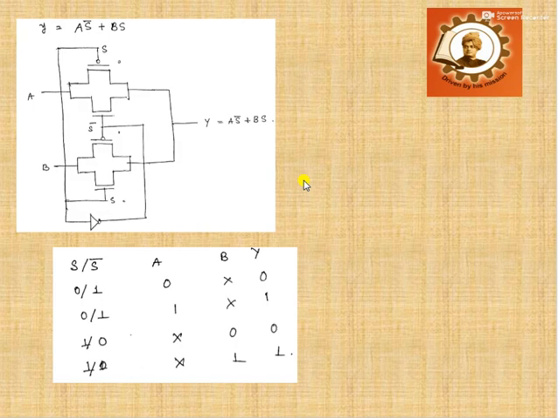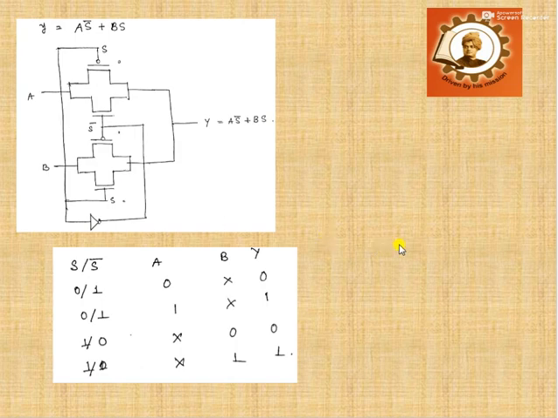So for our 2:1 mux, let us take A and B as the two inputs and S as the selection line of the mux. Depending upon the selection line, one of these inputs will be selected. So the expression is Y equal to A S bar plus B S. This is shown in the figure. S and S bar represent the control signals of our transmission gates.